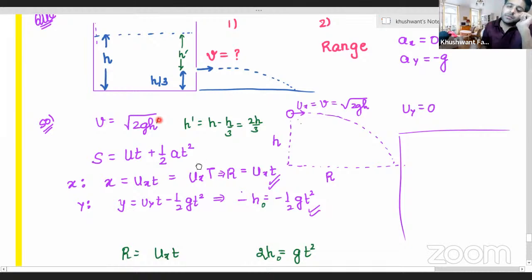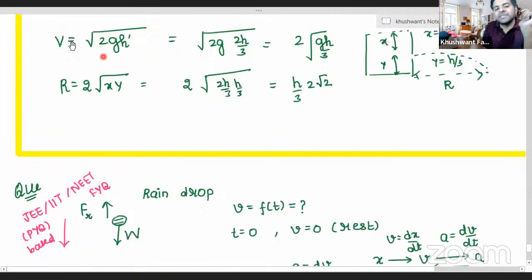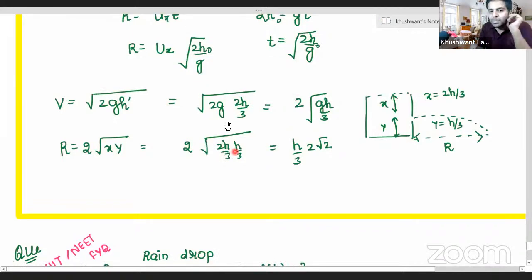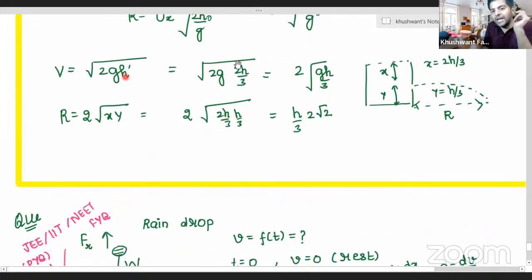In this question we have applied Torricelli's theorem, which states that V, or velocity of water coming out from the orifice, is under root 2gh, where h or h dash is the height of the water column above that orifice. So here the height above the orifice in our question is 2h by 3. So simply instead of h or h dash, we have substituted 2h by 3 to get the answer as 2 under root of gh by 3.